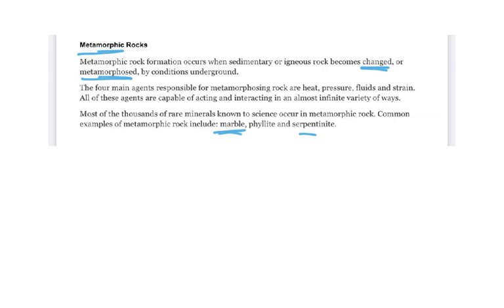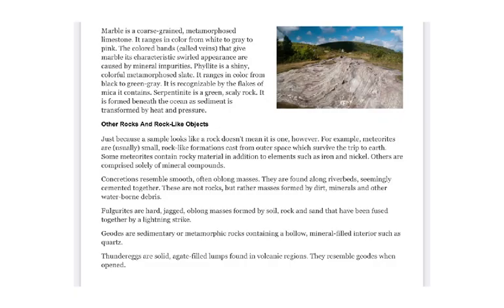Marble, think about like a really fancy counter in a kitchen that might be made out of marble. Marble is a coarse-grained, metamorphosed limestone. It ranges in color from white to gray to pink. The colored bands, called veins, that give marble its characteristic swirled appearance are caused by mineral impurities.